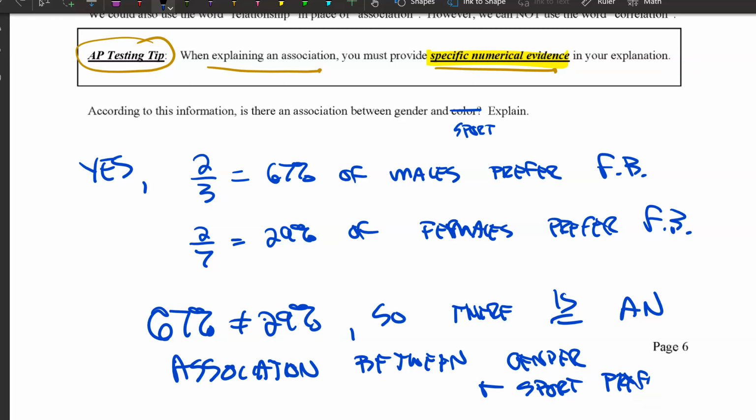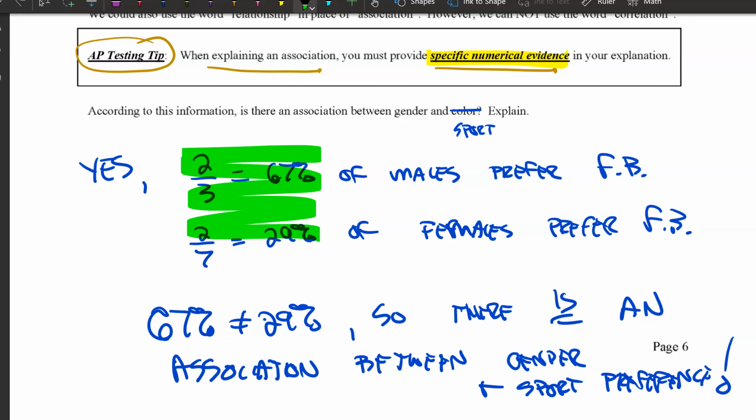Okay? Give specific numerical evidence, right? All right.